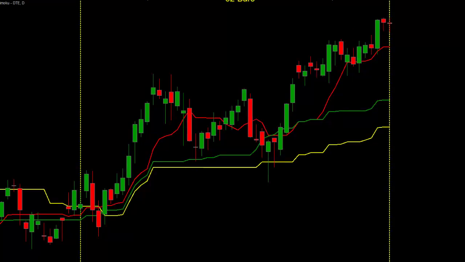The next line, and the most important line because it encompasses the most number of bars, is the Senkou B, which is 52 bars of price. We draw this all the way back from this bar to here to give us the halfway point of that range, the 52 bar range.